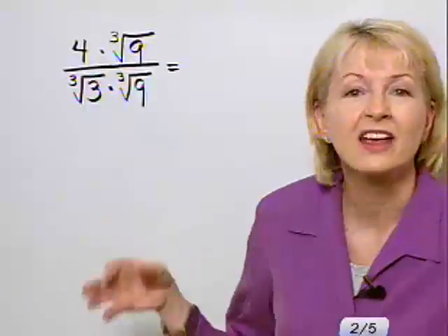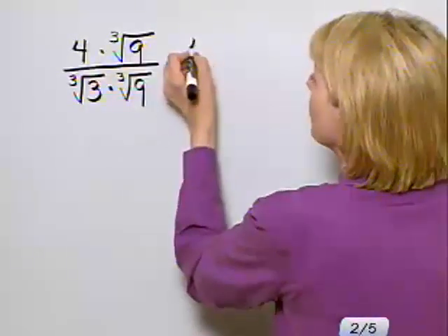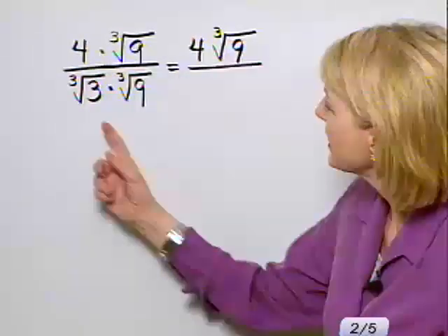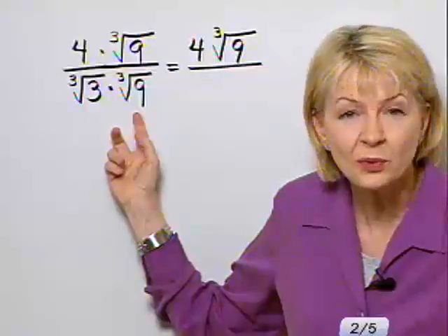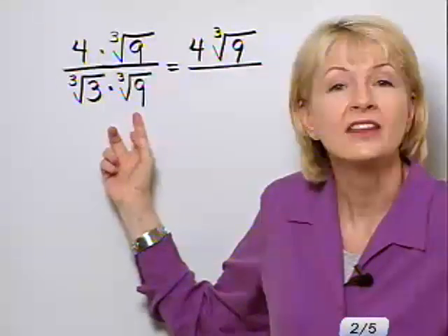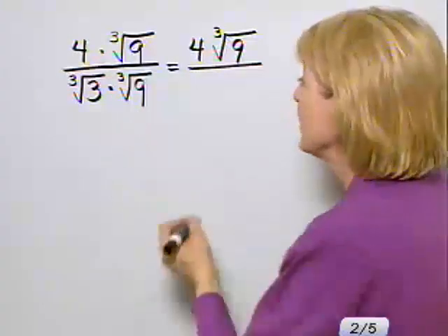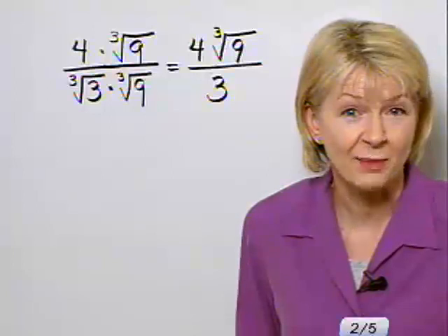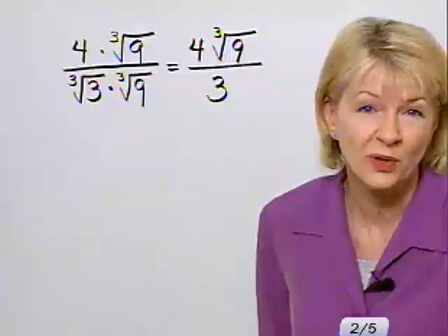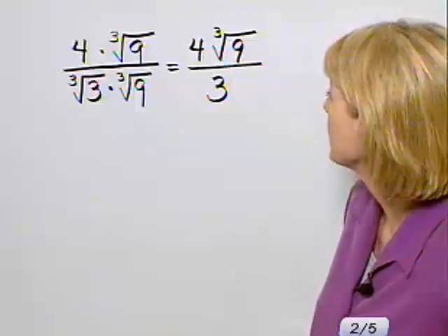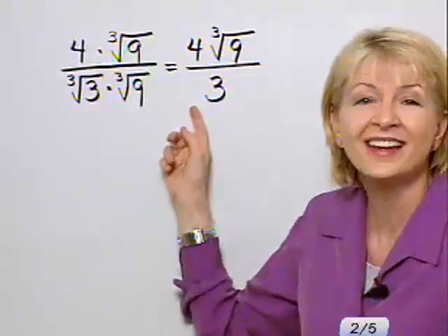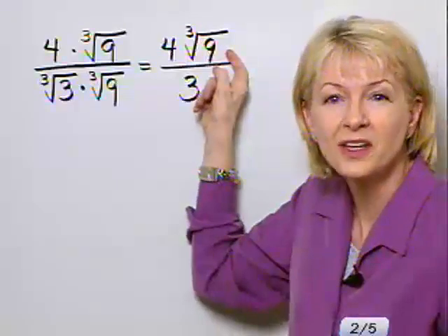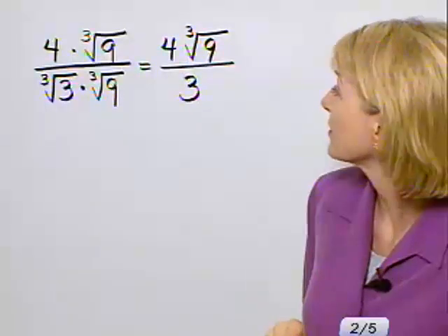Now, in the numerator, I just have 4 times cube root of 9, or 4 cube root of 9. In the denominator, look what we have. We have the cube root of 27, and the cube root of 27 is 3. So I have now rationalized the denominator. Just be careful when you are working with cube roots. By the way, is there any simplifying that can be done? The answer is no. This is a cube root, so there's no perfect cubes in this radical factor.